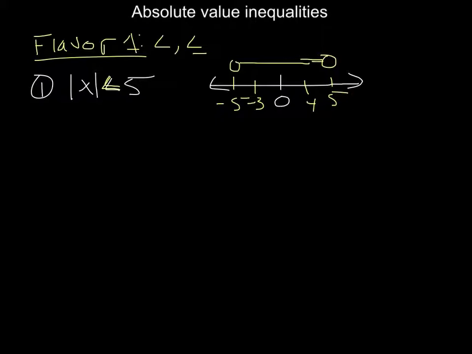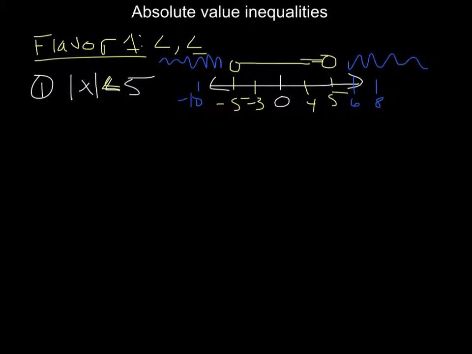And everything on the outside, out here and out here, left and right, is not less than 5 away from 0, like 6. 6 is more than 5 units away from 0. And 8 is more than 5 units away from 0. And on the left-hand side, negative 10 is more than 5 units away from 0. But everything in the middle is less than 5 units away from 0. And so that's what this problem is saying.